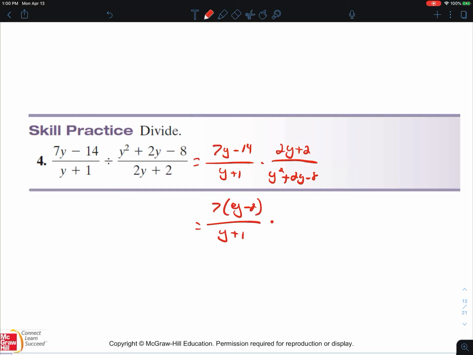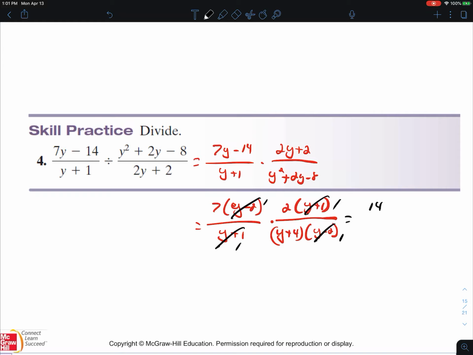Y plus 1. Take out a 2, so I end up with y plus 1. And then this one looks like it's going to be y plus 4 and y minus 2, so you can factor out that way. I can cancel out a y plus 1. I can also cancel out a y minus 2. And that looks like that's all I can do.